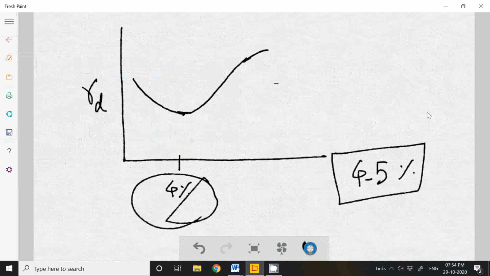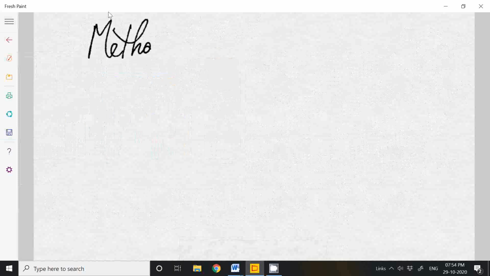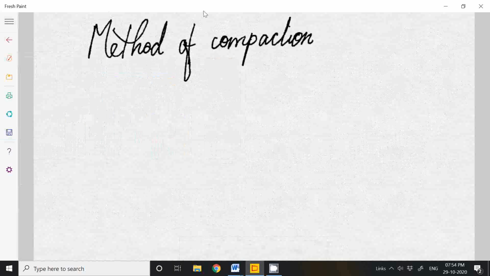I hope you are clear. Now there was one more factor which affected compaction. It is the method of compaction. Method of compaction means generally the equipment that you use, how you compact it. One was the compactive effort, meaning how much energy and force you are giving in compaction. But this one is called the method of compaction, meaning how you are compacting it.